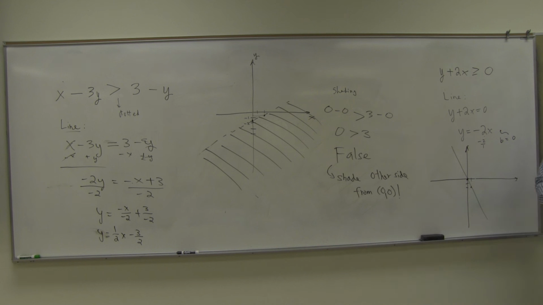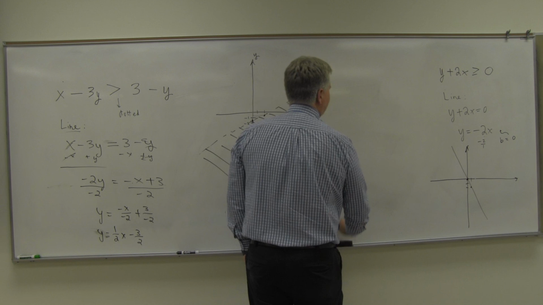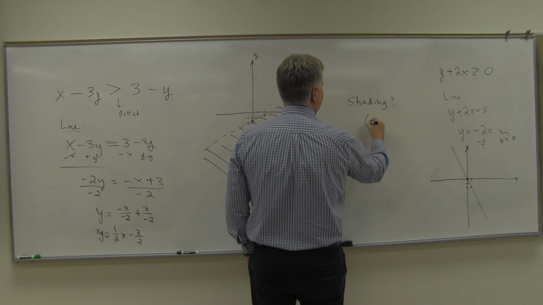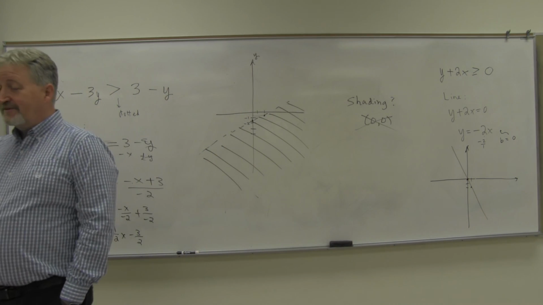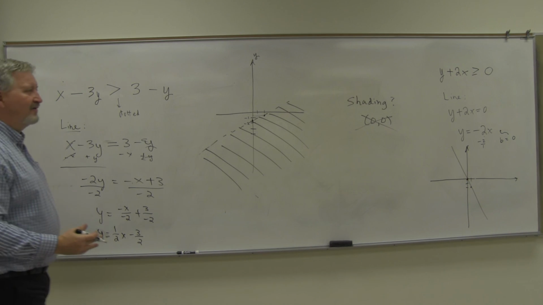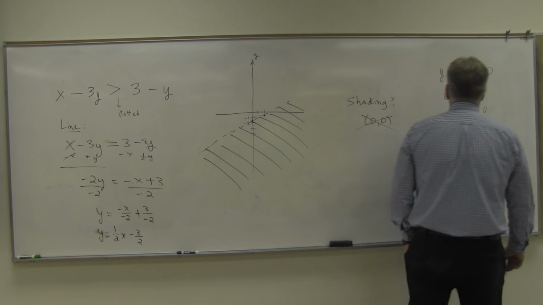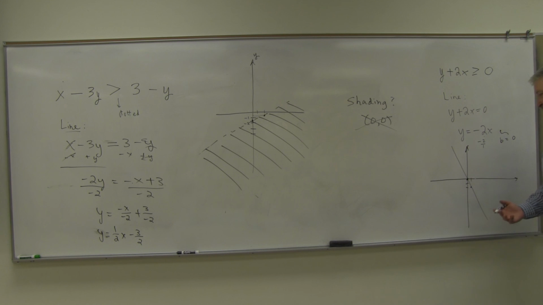But here's why I mentioned this one. When I go to my shading part, what's wrong with using 0, 0? 0, 0 is on the line. So that's not going to help me with the shading at all, because I already know I got it on the line there. So yeah, 0, 0 is on the line, so I can't use it. So the next best thing, 1, 1. See if 1, 1 would work, as long as it's not on that line, it's useful.